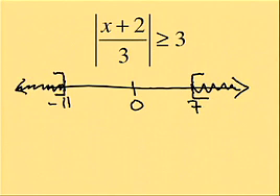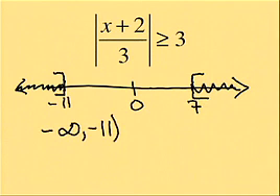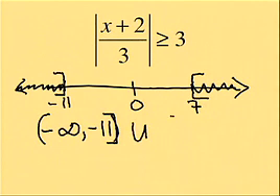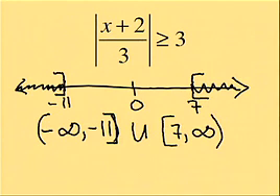Now, in interval notation, what we would have is negative infinity, comma, negative 11, open interval on the infinity, closed interval on the 11, union closed 7, open positive infinity. And that would be the interval notation for that example.